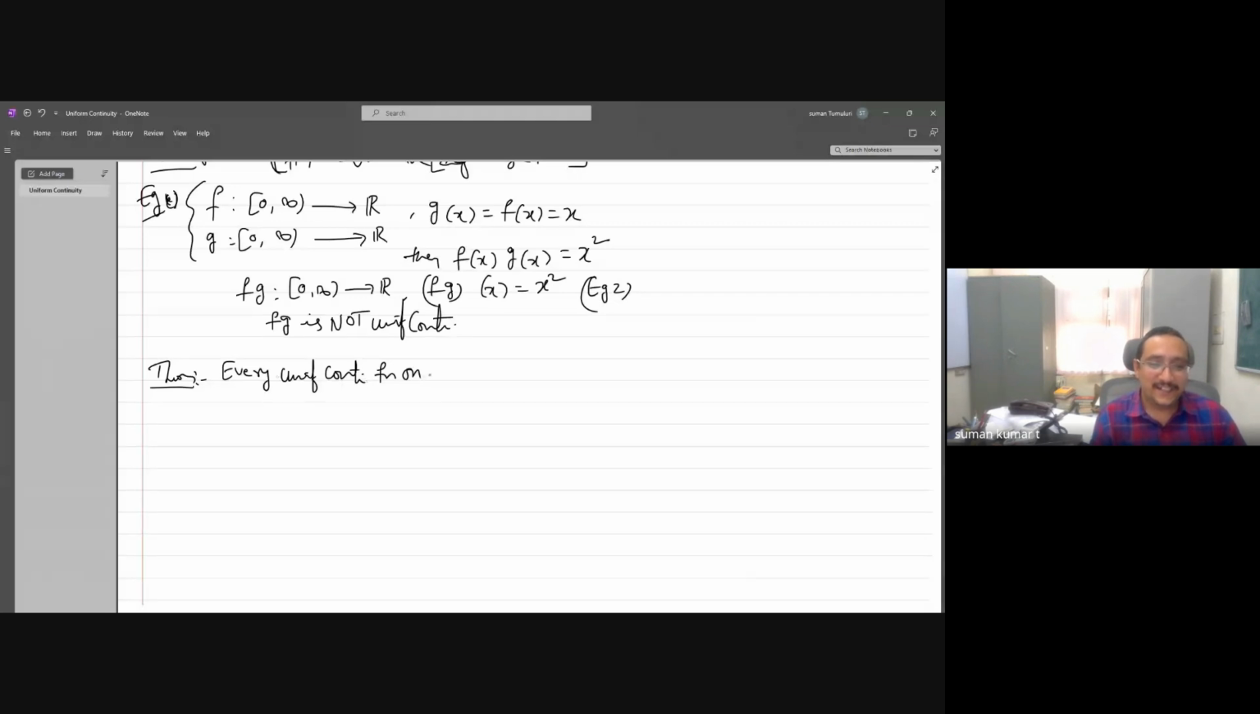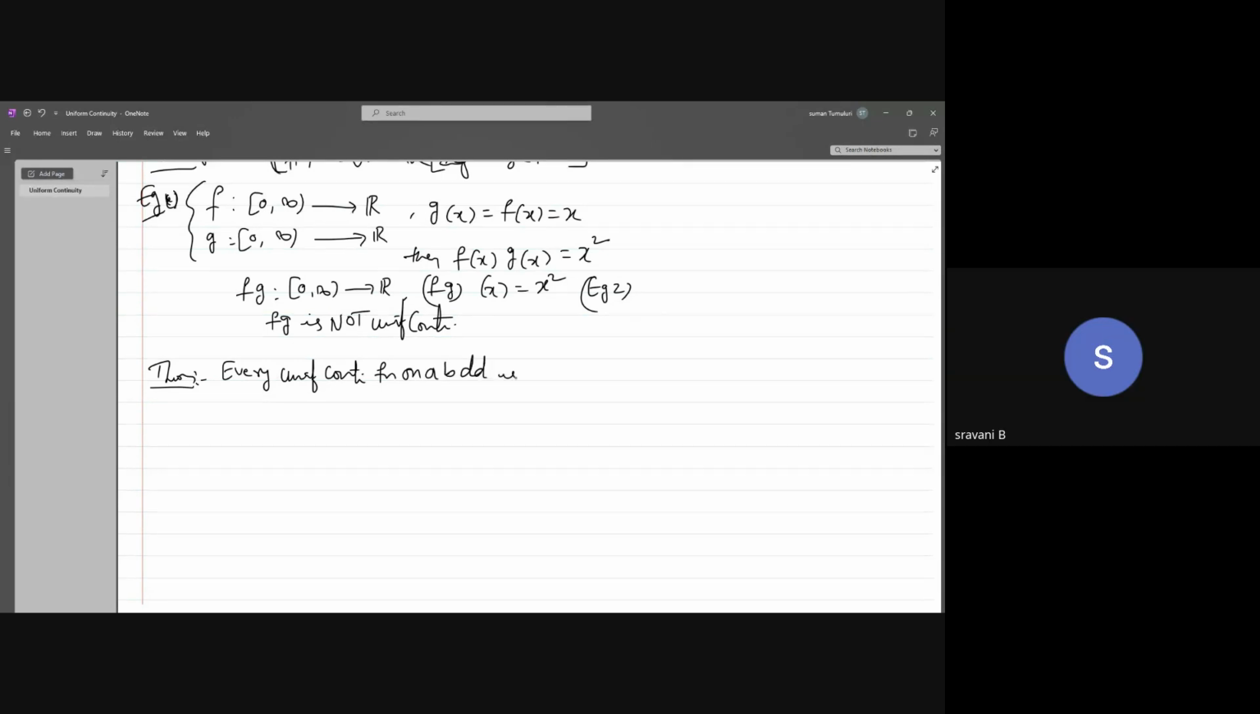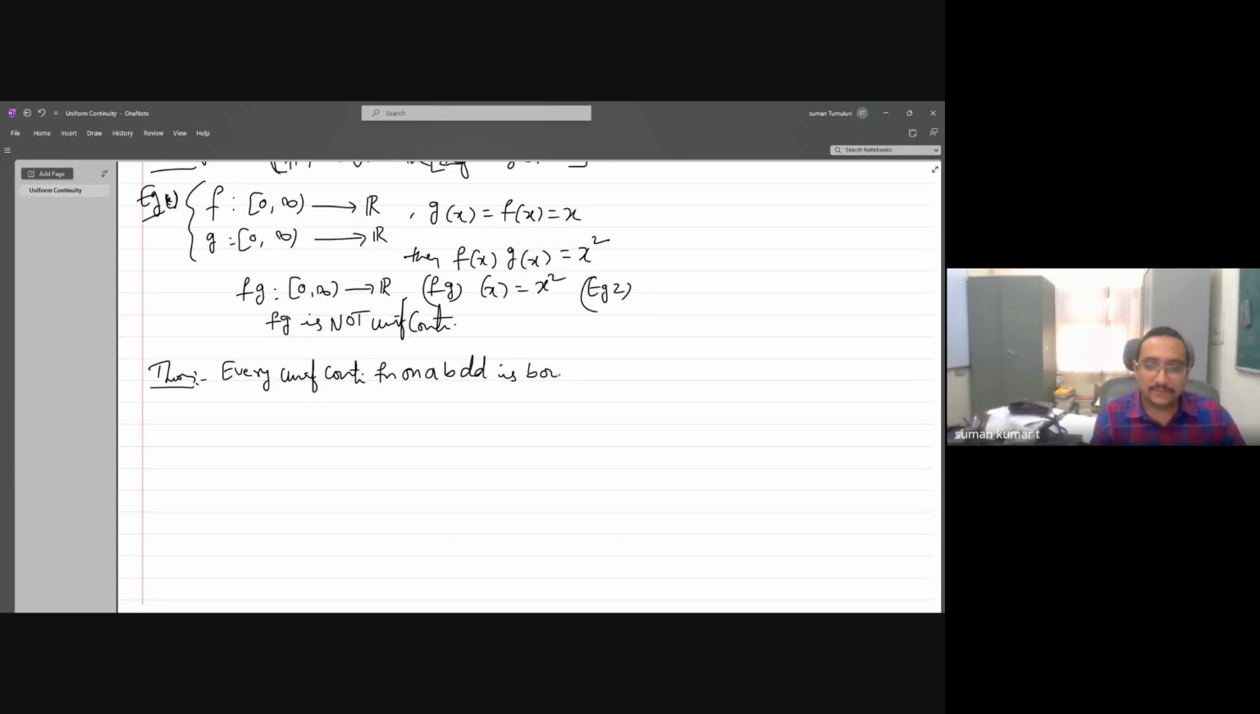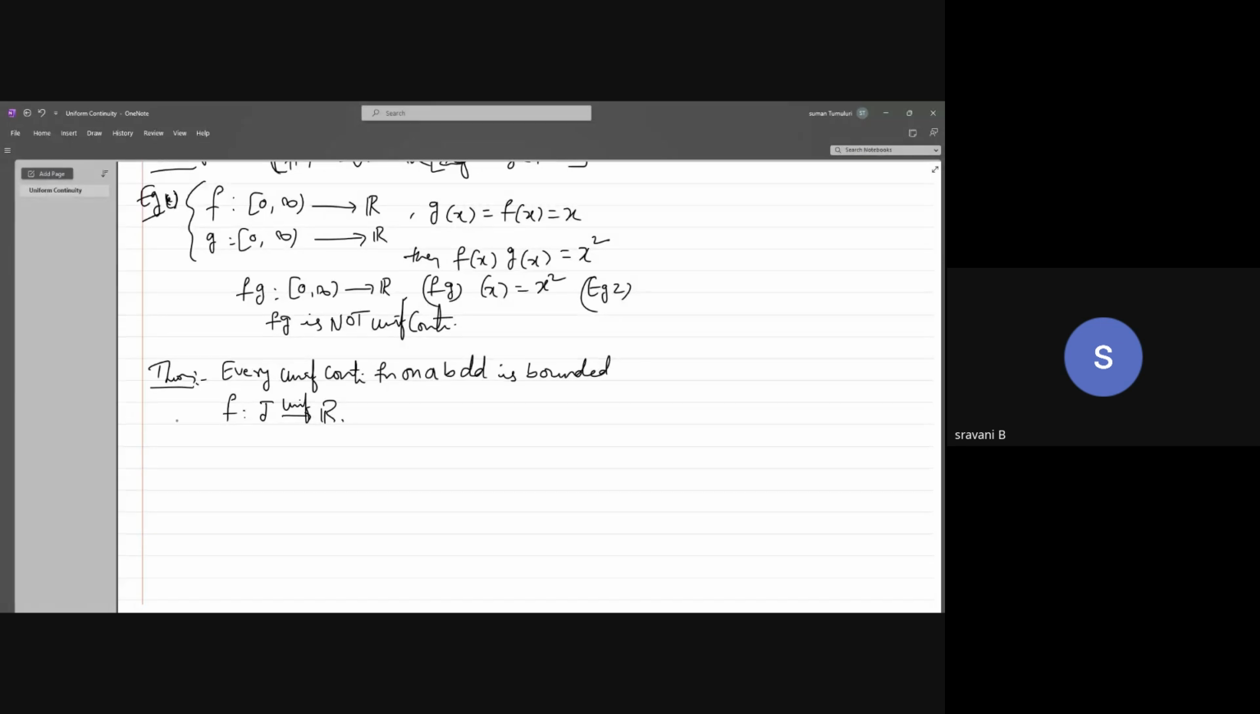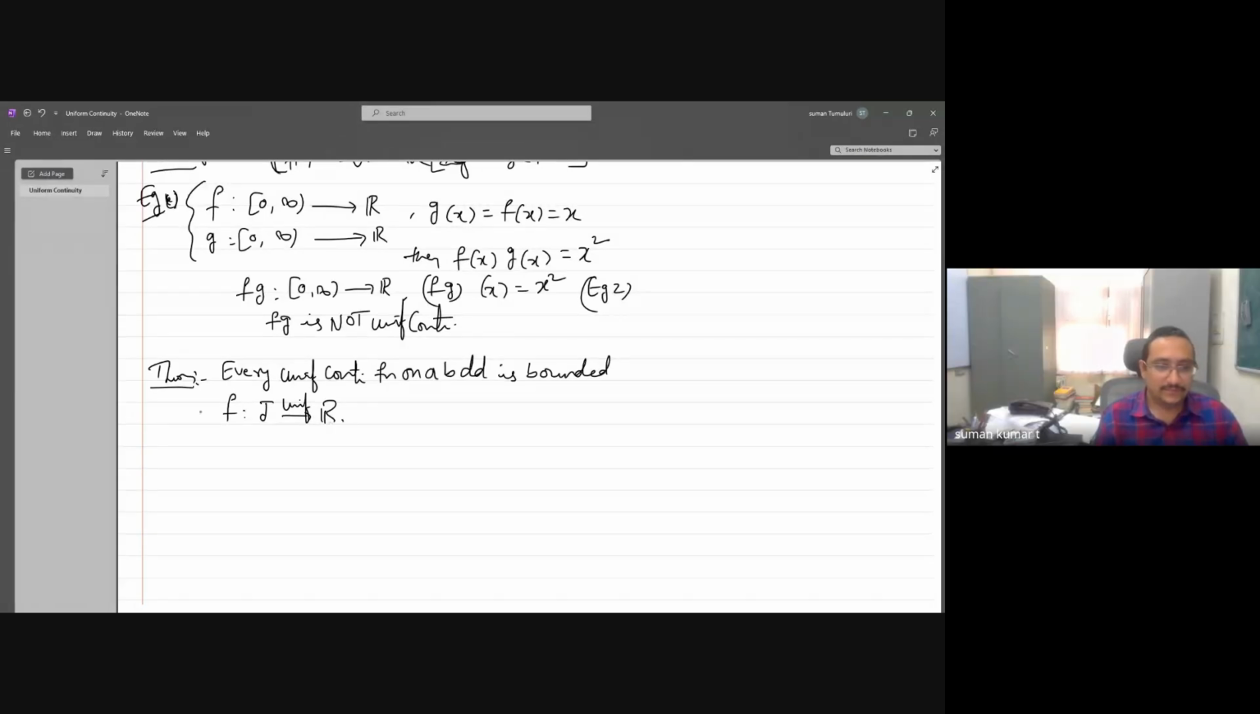Okay, every uniformly continuous function on a bounded set is bounded. Okay, so f is a function from a bounded set to R. It's uniformly continuous. Then show that it is bounded. Okay, given, and claim.